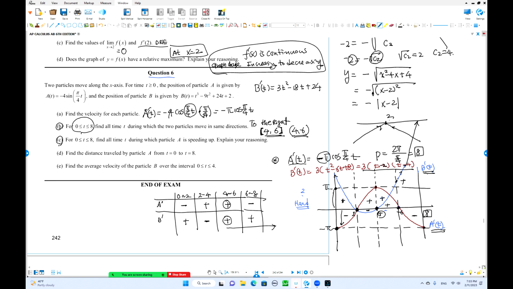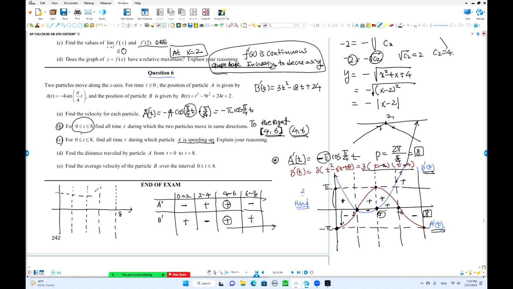Now, part C: find all times t during which particle A is speeding up. Better to use particle A's graph. I'm going to make this graph one more time, up to 8. That is one period. Each period has 4 intervals, 4 quadrants: quadrant 1, 2, 3, 4. So we have 4 intervals over here.